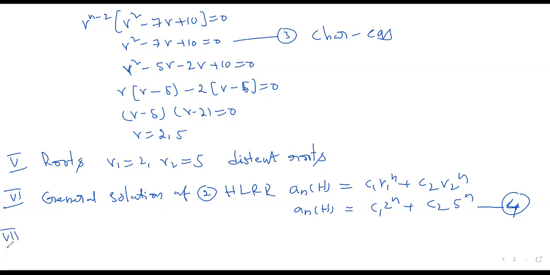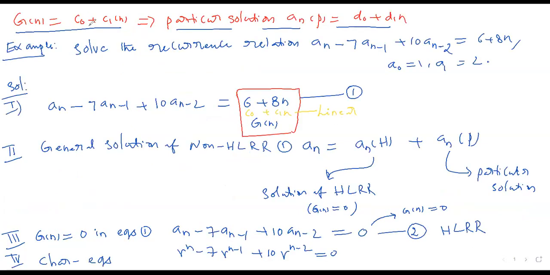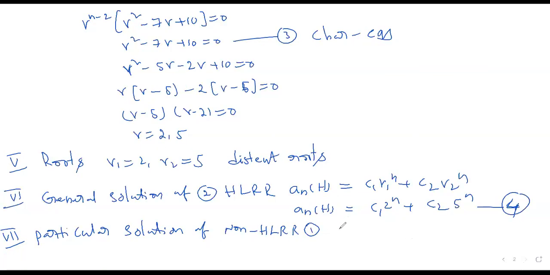Step 7 is the particular solution of the non-homogeneous linear recurrence relation, that means equation 1. So for the particular solution, what is our model? Since the right side is of the form C0 plus C1n, the particular solution an of p equals D0 plus D1 into n. This is the particular solution. Suppose I am denoting this by equation 5.